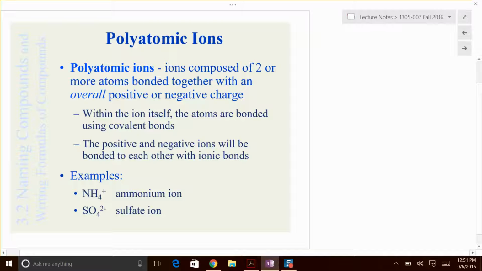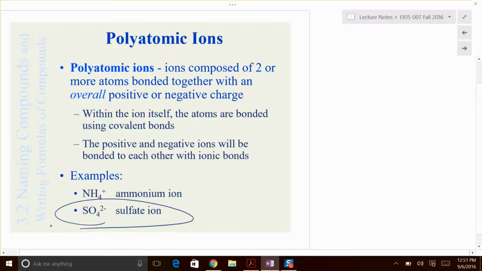Polyatomic ions. Okay, so what are polyatomic ions? Polyatomic ions are compounds that are covalent, but in their covalent structures they have gained or lost electrons. So this one has lost electrons. This one has gained 2 electrons. Because they have lost or gained actual entire electrons, they have become ionic. And they can bond with metals or nonmetals that are also ionic.